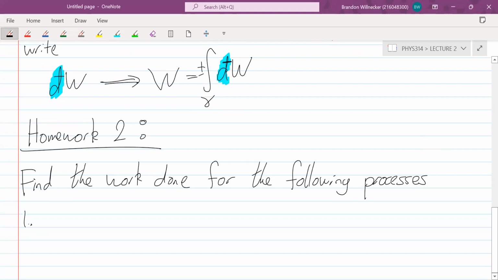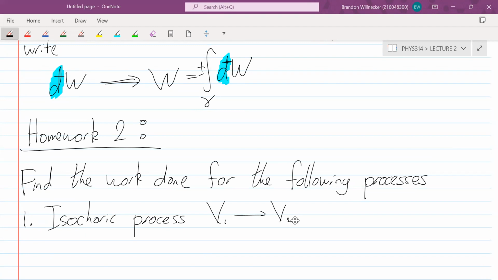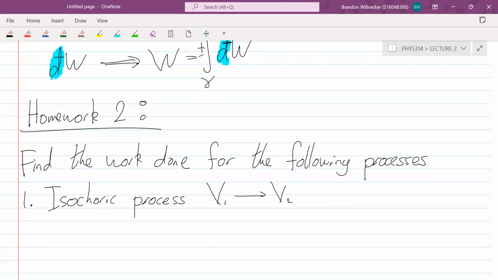Okay, so number 1, an isochoric process, from V1 to V2. Because remember, it's an integral over the volume, so I need to give you the change in the volume.